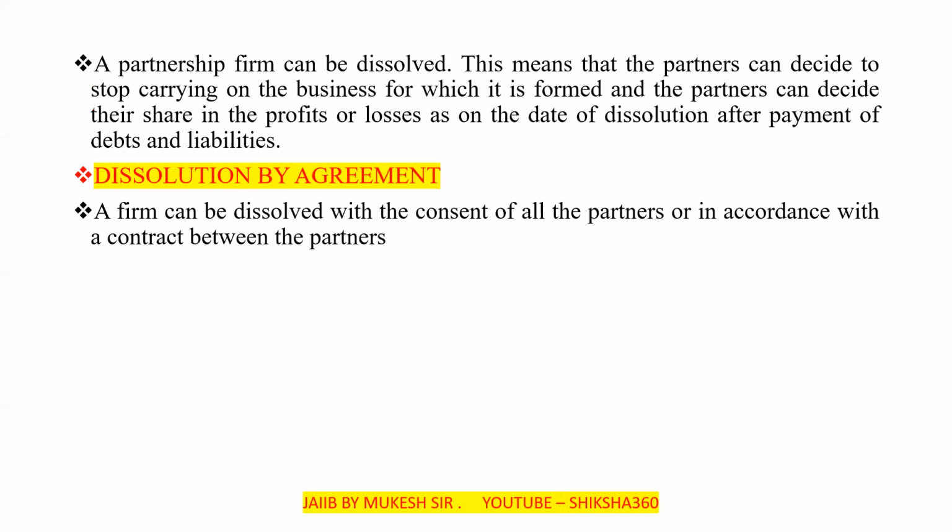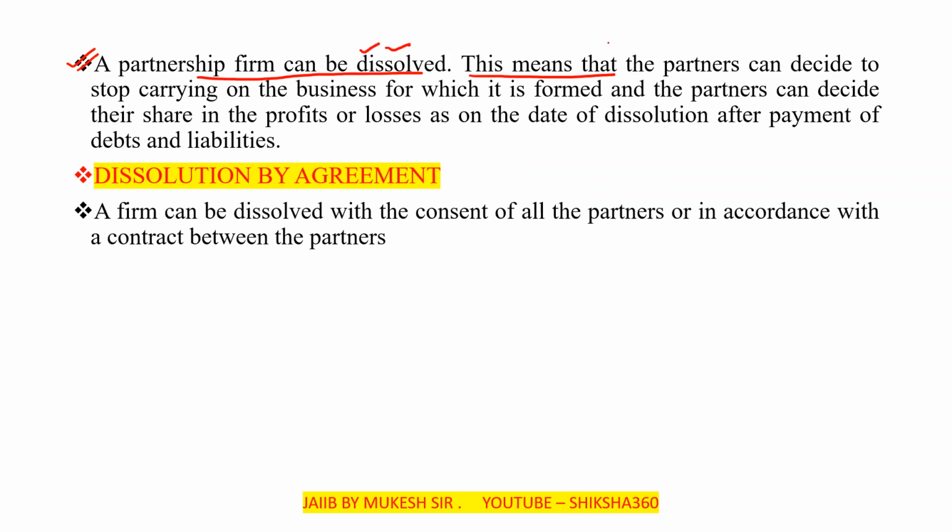So, dissolution of a firm. How can a firm be dissolved, and what are the reasons? With the help of these we can understand the dissolution of a firm. A partnership firm can be dissolved. This means that the partners can decide.